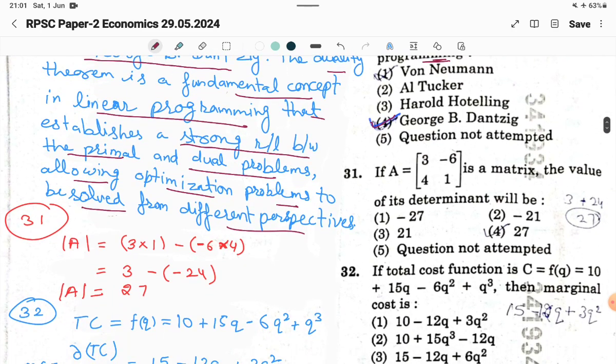So next question will be the 31st. There is a matrix given. It is also the simplest one. Here the determinant is to be solved.